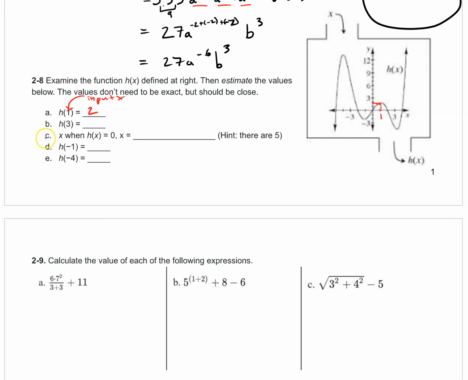Alright, and then part C, x when h of x equals 0, there's going to be 5 answers. So find where this is y. This whole thing means y, right? So find the y-axis where it's 0. And then you go left and right. What are the x values? Well, 1, 2, 3, 4, 5. There's actually going to be 5 x values. This one looks like 4, 2, 0, negative 2, and negative 6.